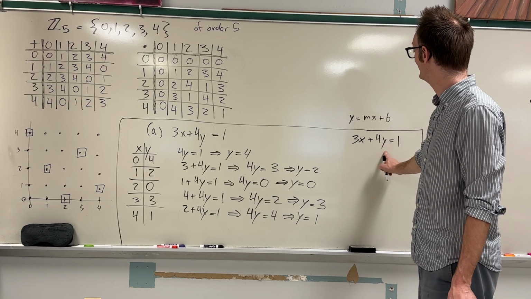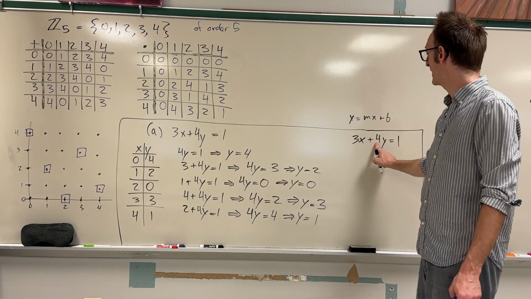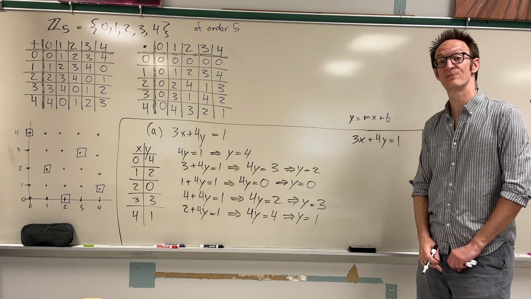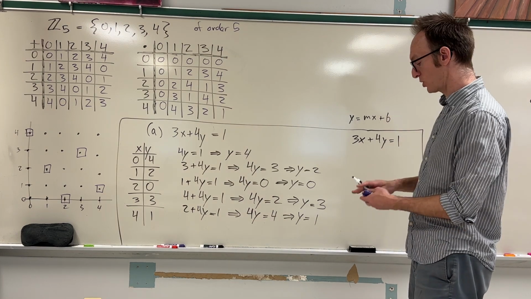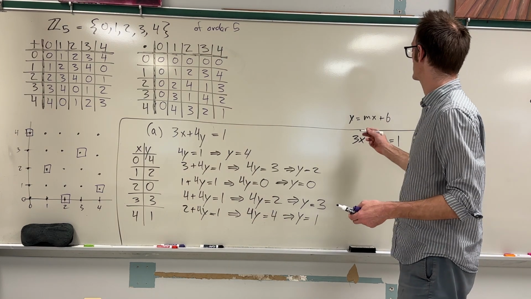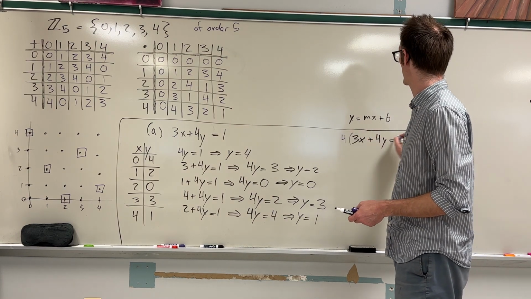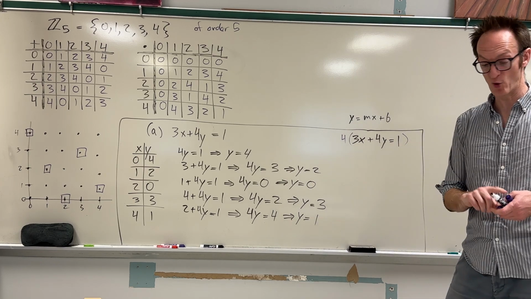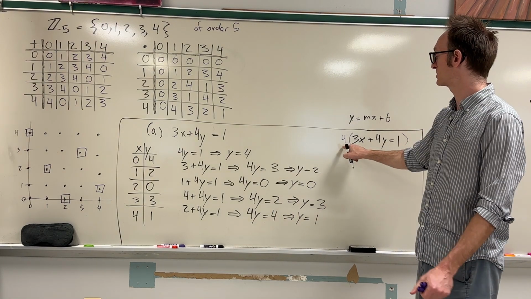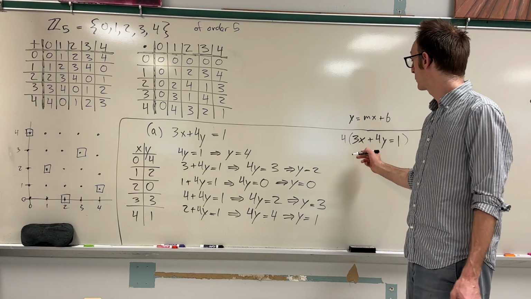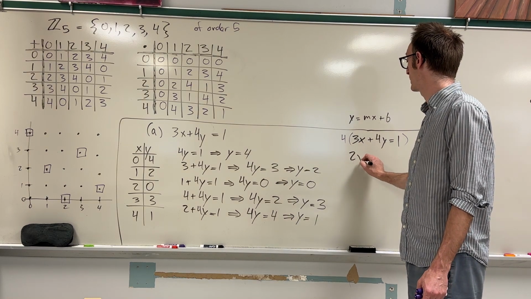So I don't want this to be a 4y, I want this to be a y. I don't know if this is the easiest thing to do or not, but I just chose to multiply both sides of this equation by 4. If you multiply both sides of this equation by 4, you get 4 times 3 is 12, but then that's just 2x.